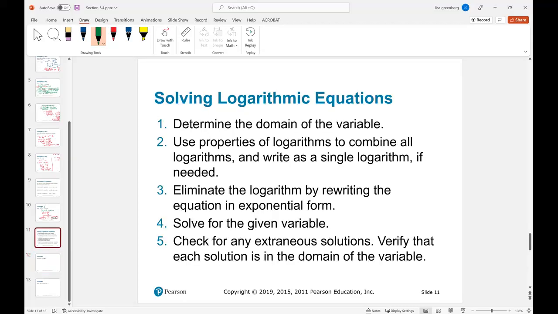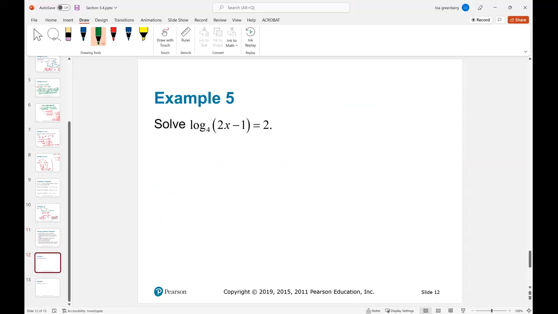So here, let's see. Determine the domain of the variable. Well, the domain, if you remember, is I have this here, the 2x minus 1 has to be greater than 0. So I add 1 to both sides. I get 2x has to be greater than 1. Divide both sides by 2, and I say x is greater than 1/2. So as long as my solution comes out to x is greater than 1/2, I'm in good shape.